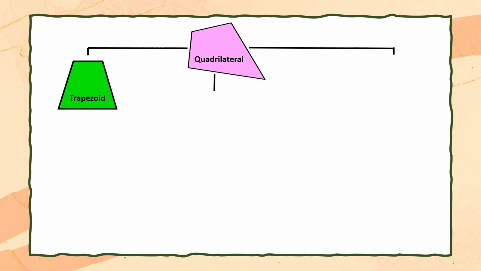So before we start our lesson for today, let us have a short review about quadrilateral. When we say quadrilateral, it is a four-sided polygon. So we have different kinds of quadrilateral. We have a trapezoid. When we say trapezoid, it is a quadrilateral with one pair of parallel sides. Another kind is the kite. A kite is a quadrilateral with exactly two pairs of distinct equal consecutive sides.